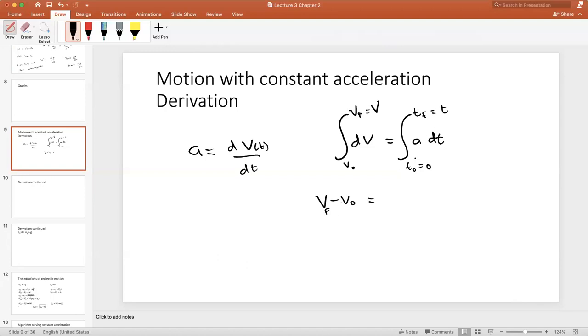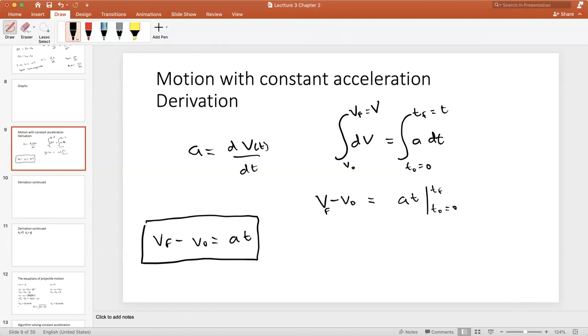So here, I get a of t, right, from t initial to t final. And I really should have written that one this way, but where this is 0. So this becomes v final minus v initial is equal to at. And that's actually our first equation for constant acceleration, motion with constant acceleration.